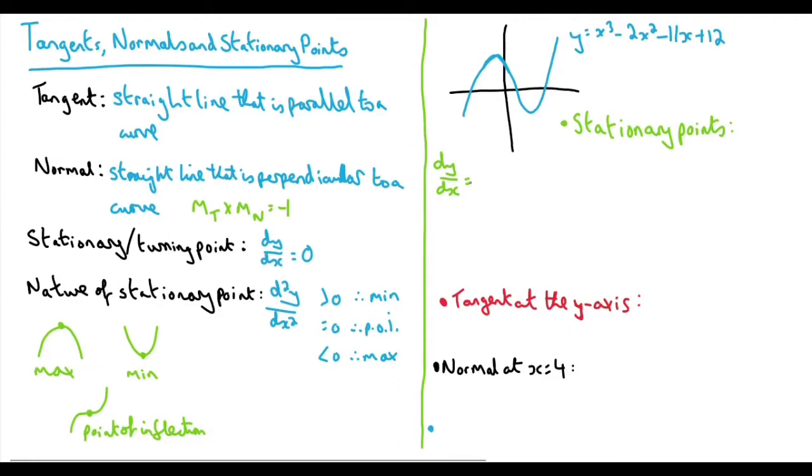So 1 times 3 is just going to be 3, and then that cube is going to drop to a square. Then here, 2 times 2 is going to be 4, that's going to drop to a single x. This is going to just become a minus 11 on its own, and the 12 is going to disappear. So this, we will now say, is going to equal 0.